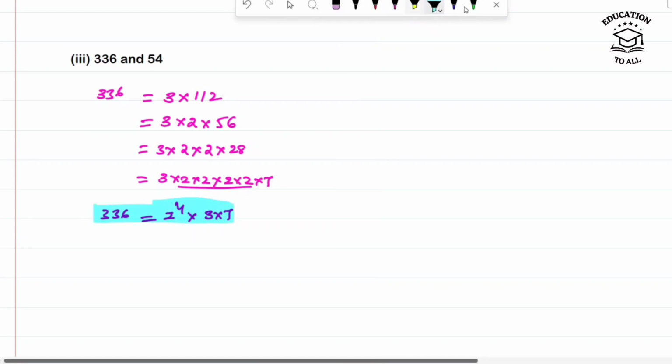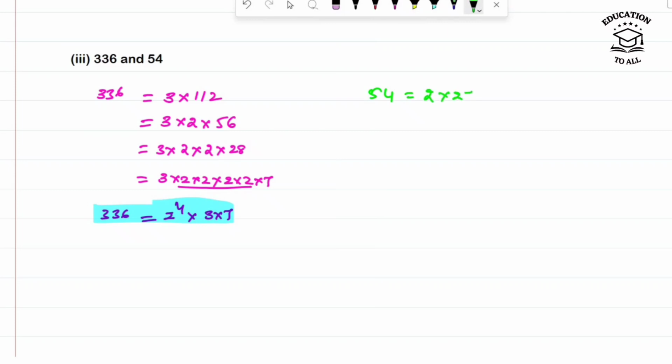Similarly, we write for 54 also. So 54, what are the prime factors we have? In 54, 2 divides 2 times into 27. 27 you can very easily write as 3 cube. So these are the prime factors of 54. Now we have to compare both exponents to get the LCM and HCF based on the given exponents. So I am finding the LCM between the both numbers.